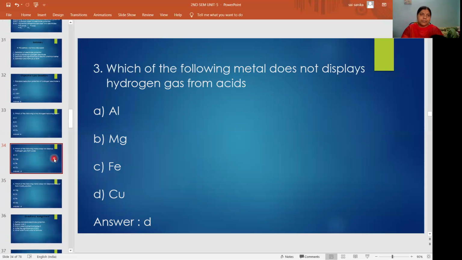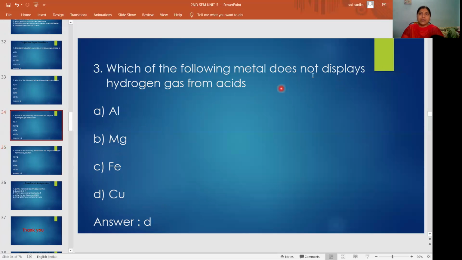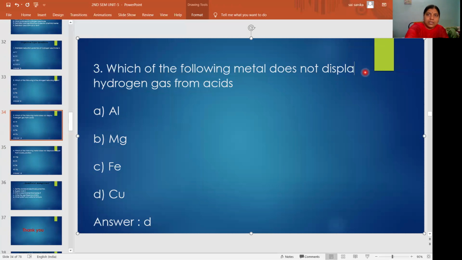The next. Which of the following metals does not displace copper from copper sulfate solution? Options: A magnesium, B zinc, C iron, D silver. The answer is D. Only metals above copper displace it. So these are above hydrogen and this is below hydrogen. Which of the following metals does not liberate hydrogen gas?